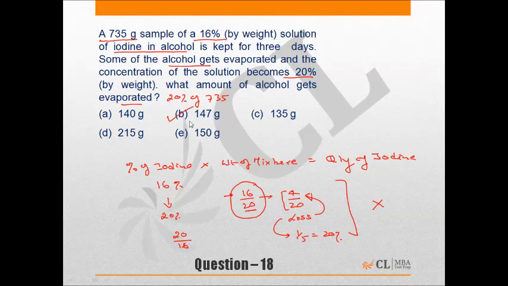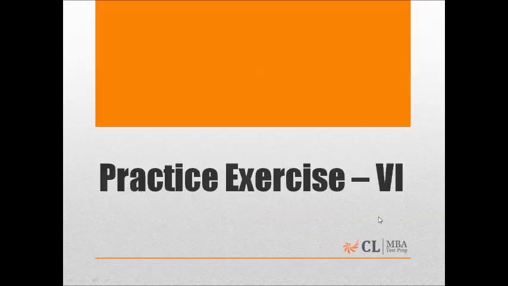So again, that basic formula: if the percentage of iodine becomes 20 by 16 times, the weight of the mixture should become 16 by 20 times, because the quantity of iodine is constant. This formula is again useful for us in this question. Let's look at the last question now.